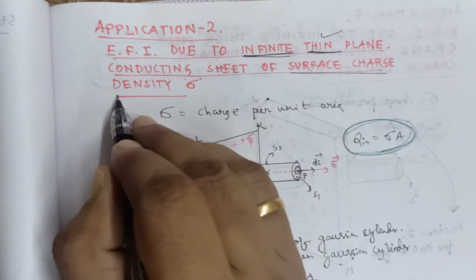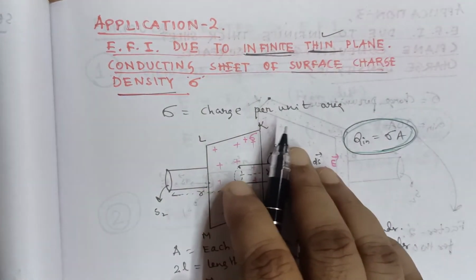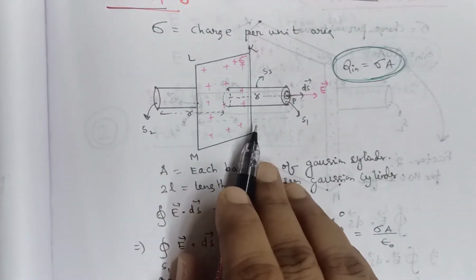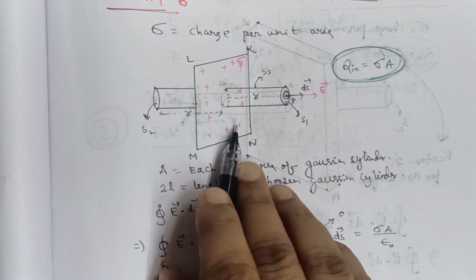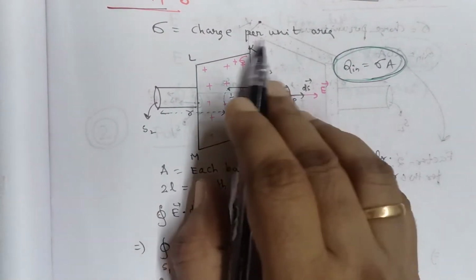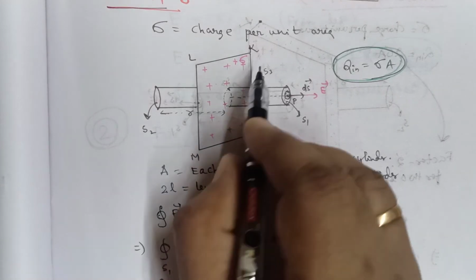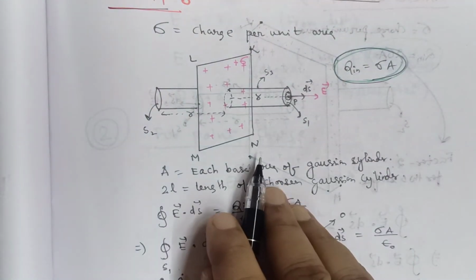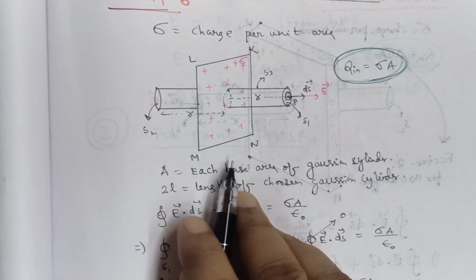And surface charge density is sigma. Surface charge density means charge per unit area. First, to draw the diagram, you see this is a very thin sheet, very thin compared to a thin paper sheet. And this KLMN is a very large, infinite plane sheet, and surface charge density is sigma. We have taken positive charge distributed over the surface.